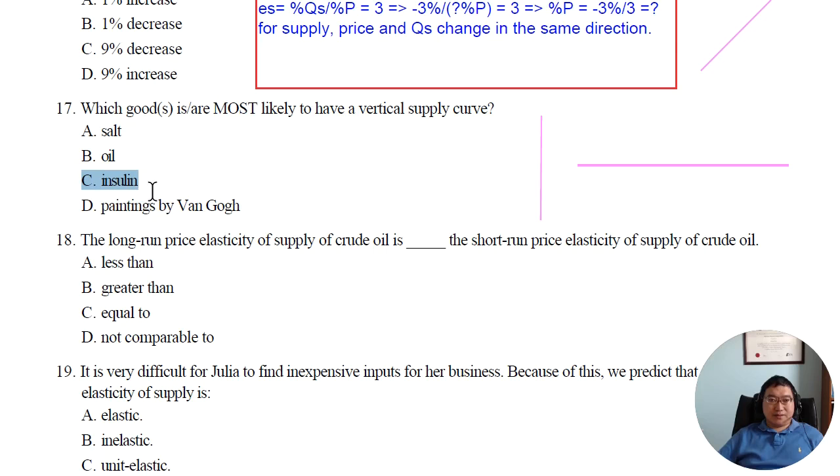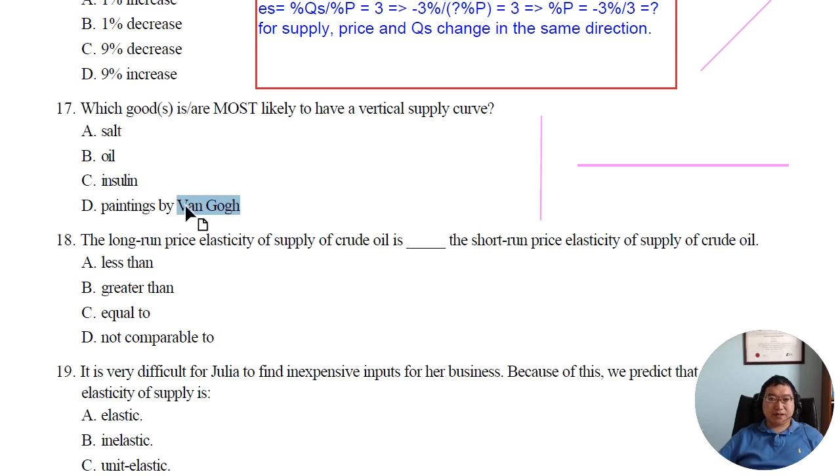C, insulin. The inelastic part about insulin is the demand. Some diabetic patients need an injection of insulin right on the spot. It's inelastic demand. It's not inelastic supply. This hormone is man-made. So insulin supply is not inelastic. It can be very elastic.